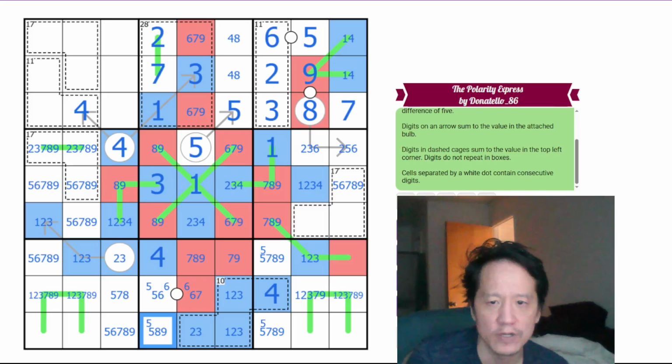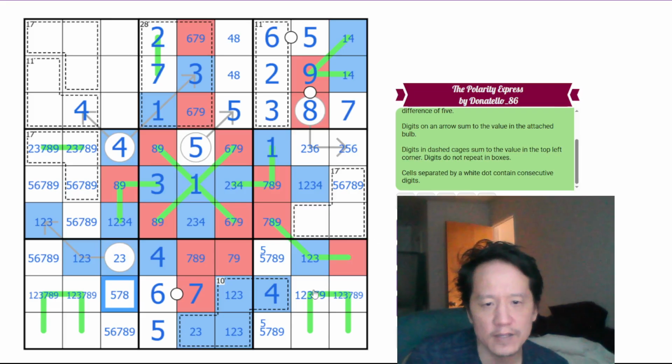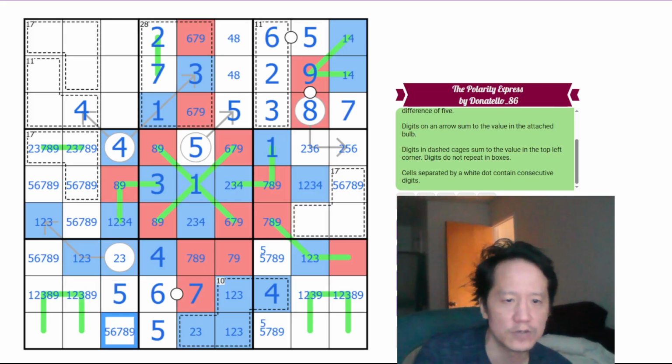This can't be 8 or 9, so it must be 5, which makes this 6, which makes that 7. That leaves this cannot be 7. This can't be 7 or 8 because one of these is 8 or 9. One of these is 8 or 9. Therefore, where is a 5? It has to be here. So this is not 5. This is not 5.